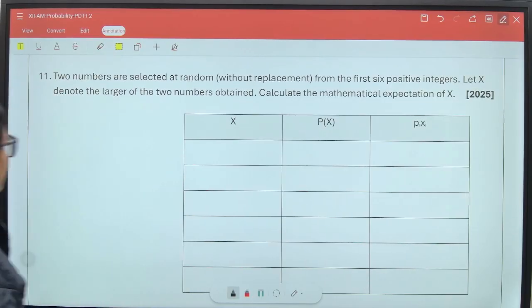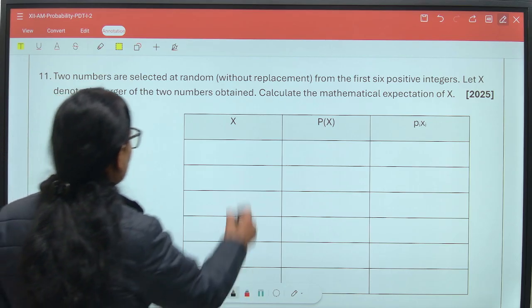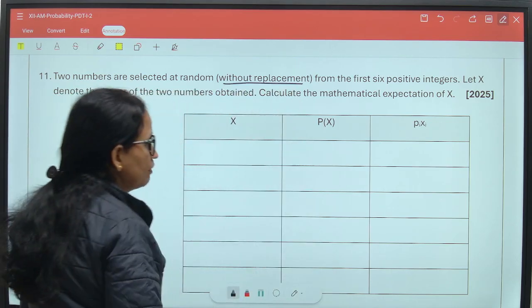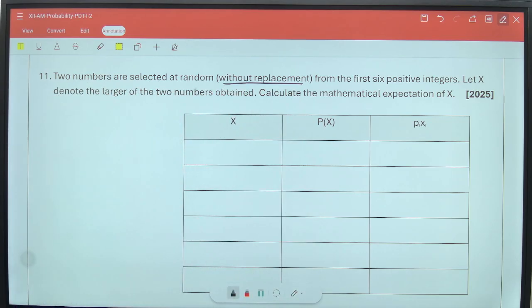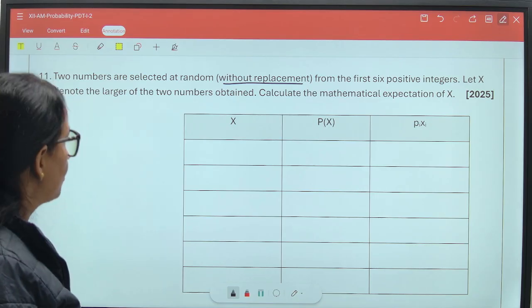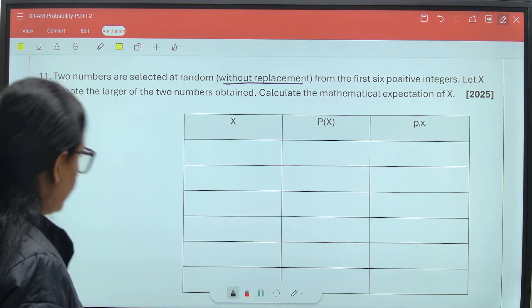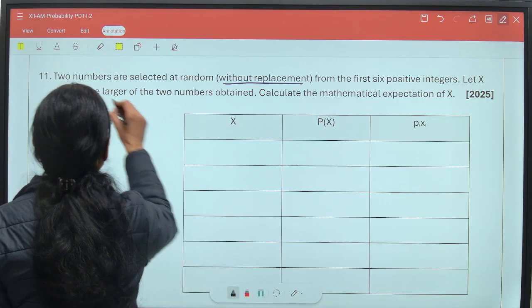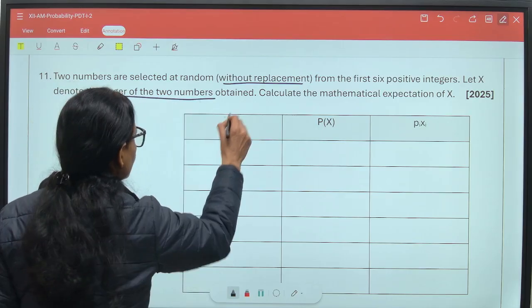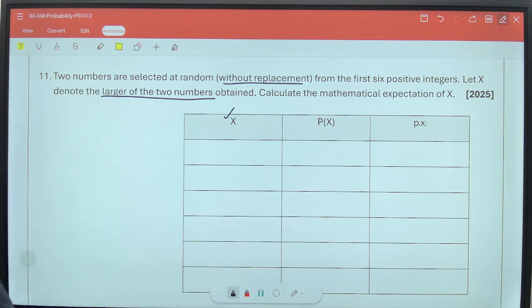Two numbers are selected at random without replacement. Again, without replacement is important. Whenever it is without replacement, how do you handle that? From the first 6 positive integers, let x denote the larger of the two numbers obtained. So x is the larger of the two numbers obtained. Calculate the mathematical expectation of x.